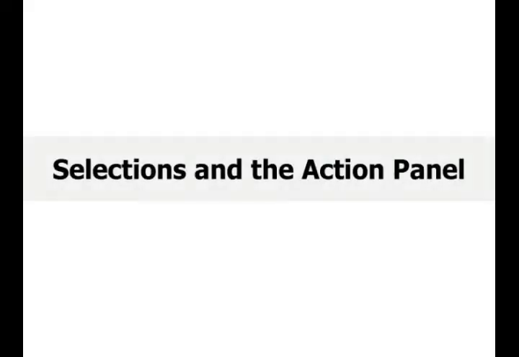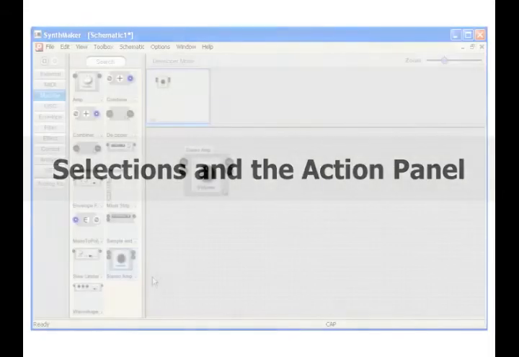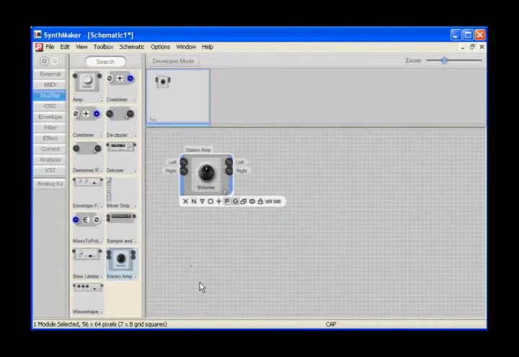Selections and the action panel. To select a component, simply click on it. When you do this, you'll see the action panel. This contains a number of buttons. The X button will delete the component. The N button will allow you to name the component. Other buttons may appear depending on the type of component selected, more on these later.